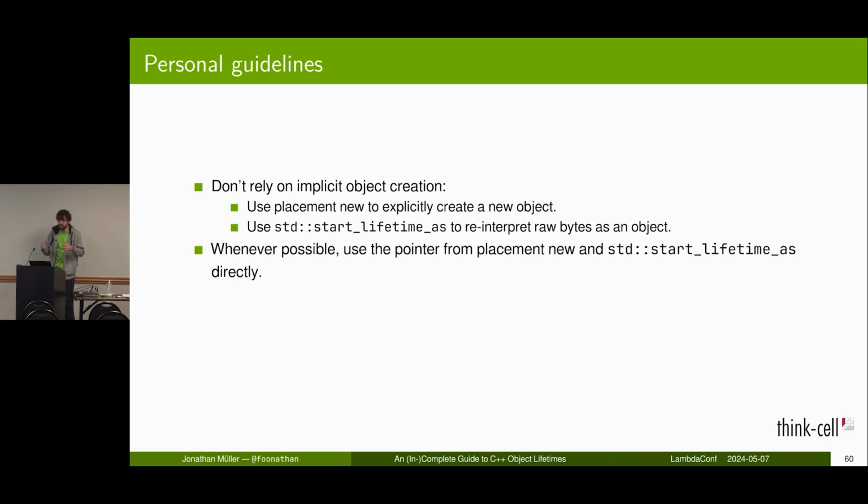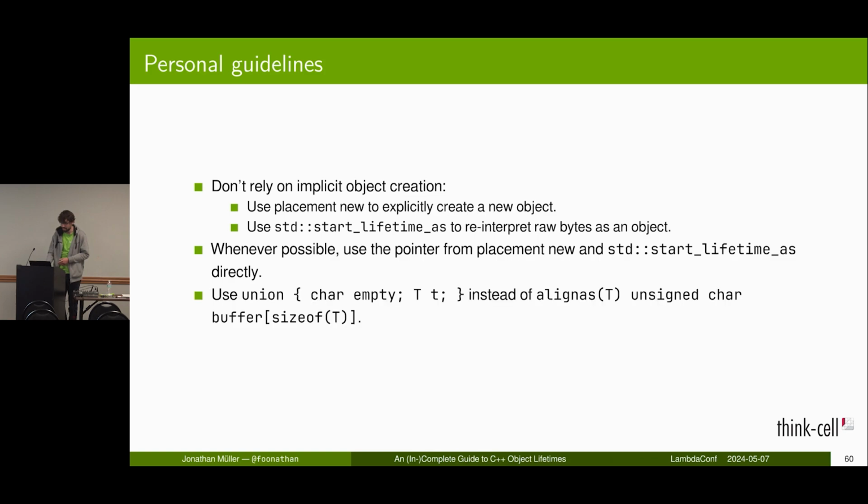Whenever possible, use the pointer returned from placement new and start lifetime as, because that pointer always has the correct provenance. Then you don't have to worry about transparent replacement. You don't have to worry about launder. You can just use the pointer. This is not always possible. It might sometimes mean that you need to store an extra pointer in your class that points to the same memory but with the correct provenance. Then go ahead and use std::launder. But in many cases, when you can, just use the pointer directly.